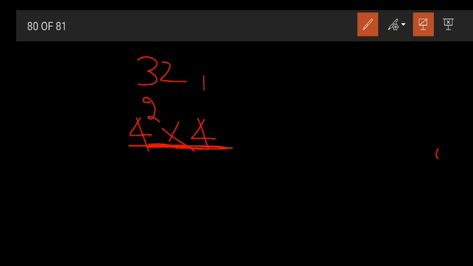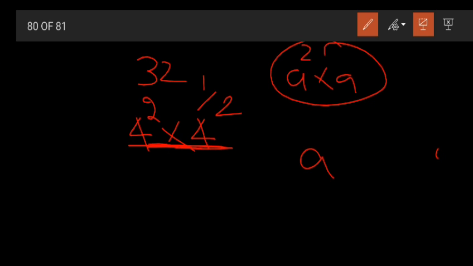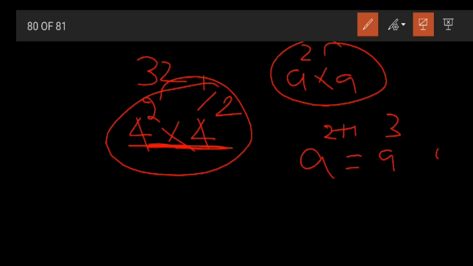I will tell you one more time. Okay, so if we have a square into a, to do this, what will you do? You will keep the base same and add the powers, 2 plus 1. So a square into a is nothing but a cube.